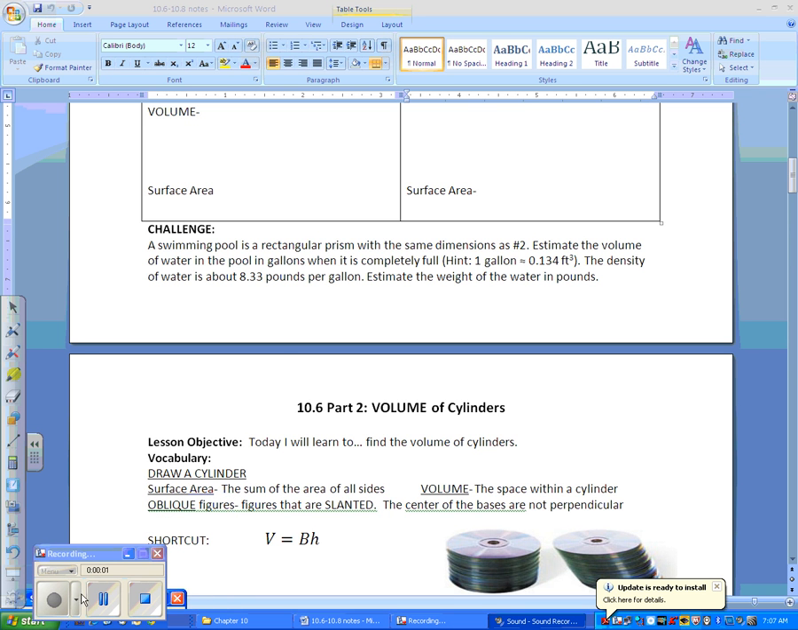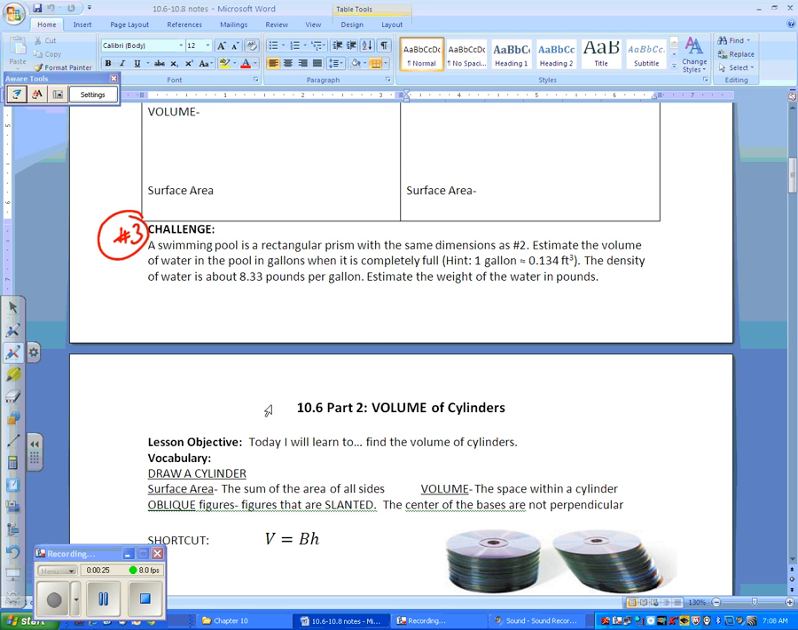Okay, the rest of 10-6, again, we're still talking about volume. We finished talking about how to find volume of rectangular prisms, and I think we did triangular prisms as well. So here is a challenge question for you if you want to, I think this would be considered number 3 for you guys, if you want to try to figure out how to find the volume of this swimming pool. Okay, or actually the weight of the swimming pool.